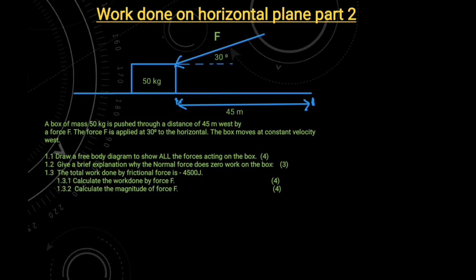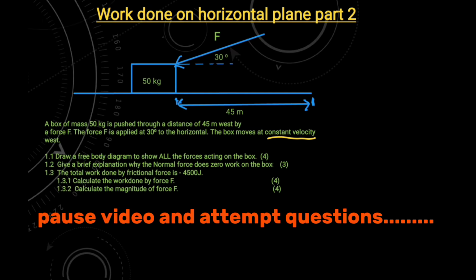So guys, in mechanics, this is a very important word, constant velocity. It's a clue to solving this whole puzzle. The moment you see the word constant velocity, it should ring a bell. If you go back to Newton's second law of motion, what happens when the velocity is constant? It's a clue.